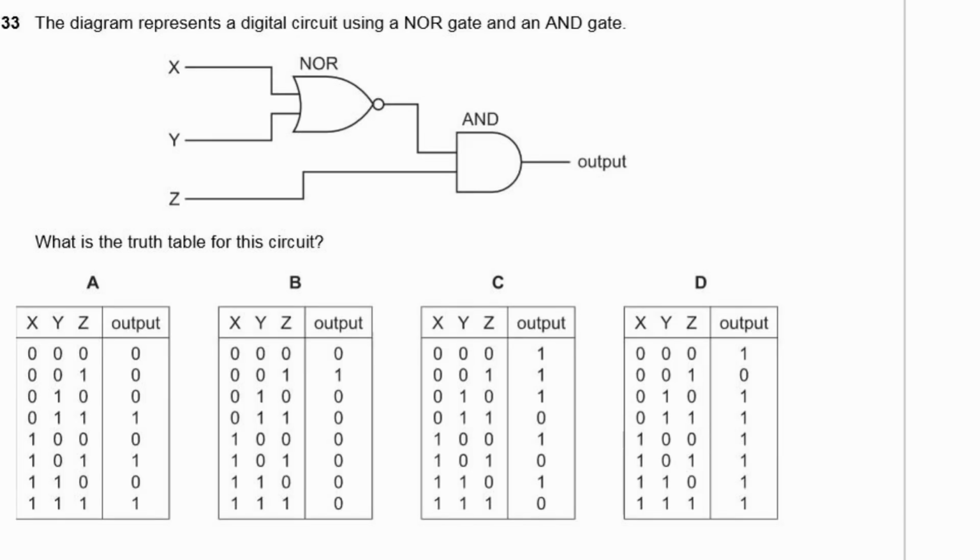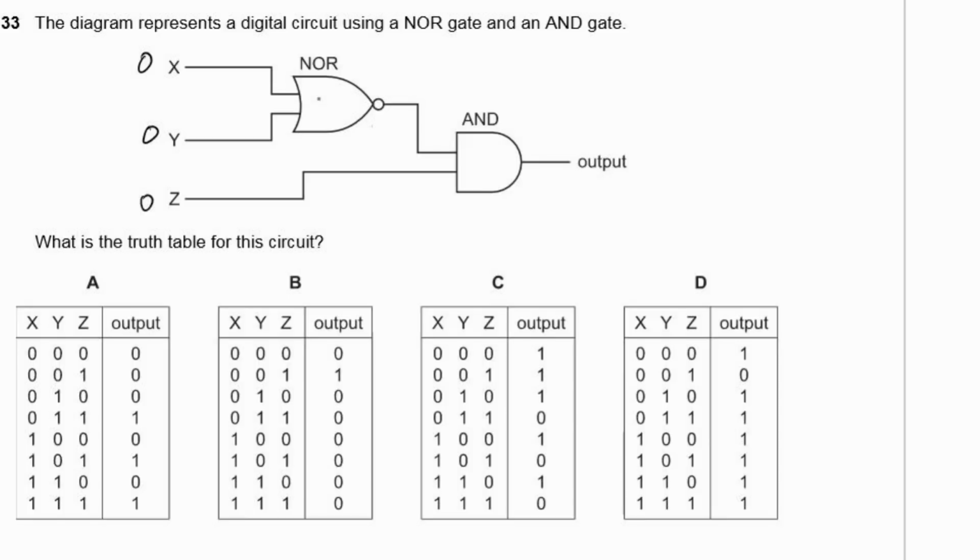Oh, this looks like a bit of fun. Question number 33. The diagram represents a digital circuit using a NOR gate and an AND gate. Okay, what is the truth table for this circuit? Well, first thing I'm going to do is get rid of 2 of my options. I'm going to put in the top 0, 0, 0, just to see what will happen.